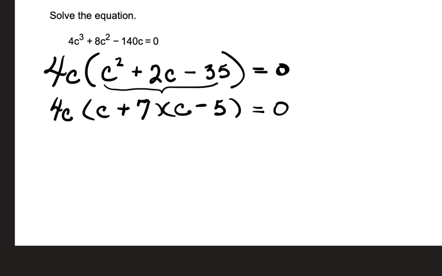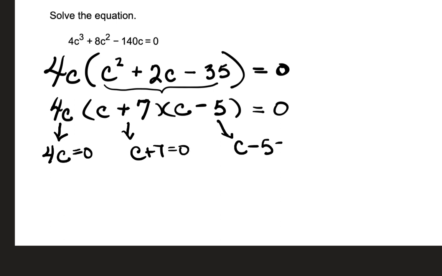So using the same property, you just have to set every single factor equal to 0 and solve. In this case, we'll get 3 possible answers. Okay, 4c equals 0. You can kind of look at it and tell the only way you're going to multiply 4 by anything to get 0 is if c is 0. But if you were to divide it out to solve, you would get 0 over 4, which is 0.